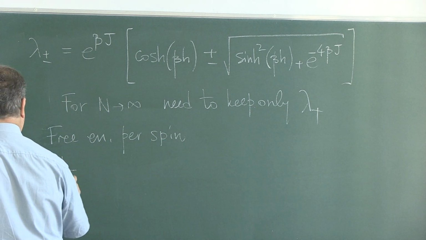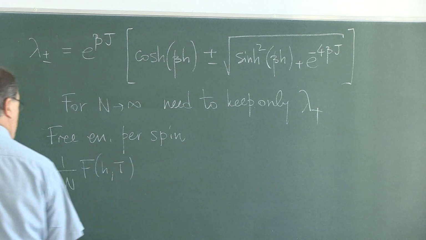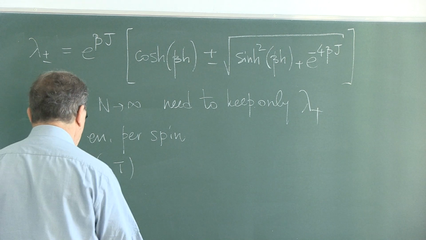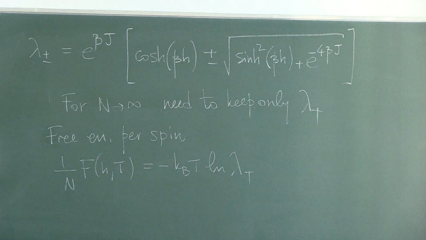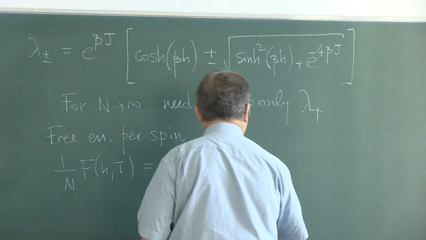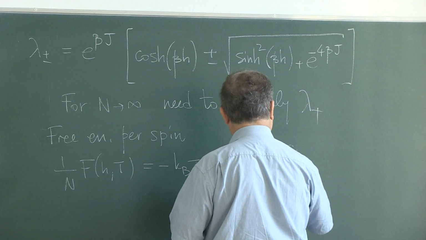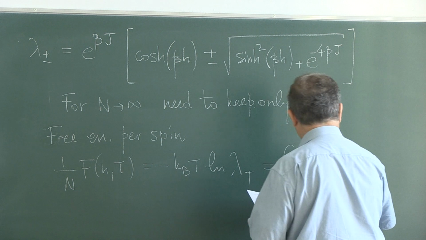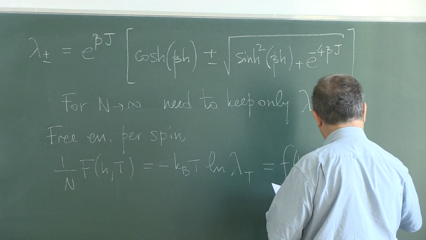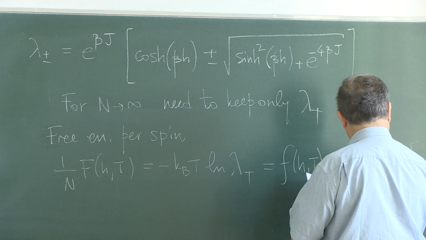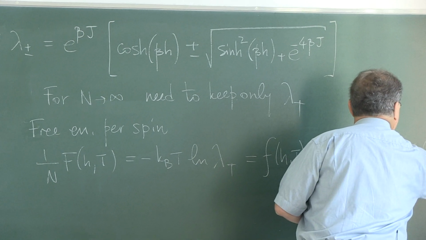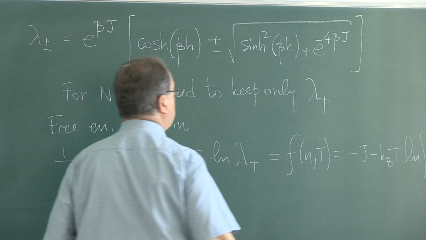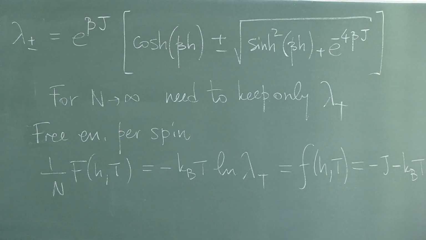To get the thermodynamics of this, the free energy per spin A(H,T) is nothing but minus k_B T ln of lambda plus. So if you call this F(H,T), we have minus J minus k_B T ln of cosh(beta H) plus this square root. Square root is sinh squared (beta H) plus e to the minus 4 beta J. Okay?